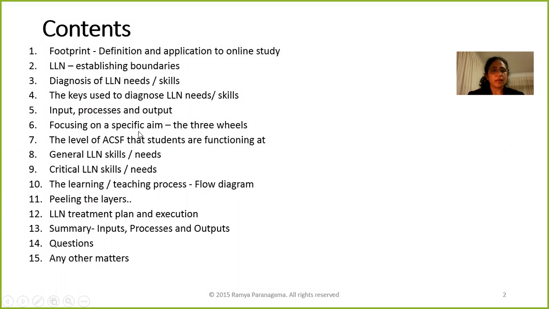It's not here, focusing on a specific aim. I have some 3 wheels put in there. The next one is I'm going to look at the Australian Core Skills Framework and how this is fitting into the Australian settings. Then I will be looking at the general skills and the critical skills, the learning and teaching process, referring to a flow diagram, and then my model that I created, called peeling the layers, and then treatment plan execution. So finally, summary, questions, and any other matters.